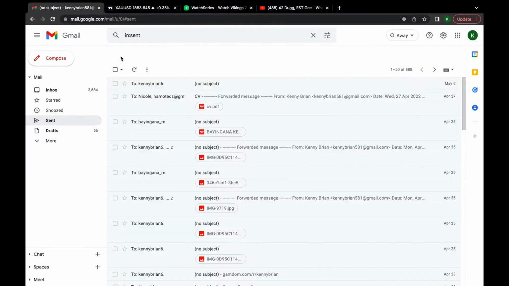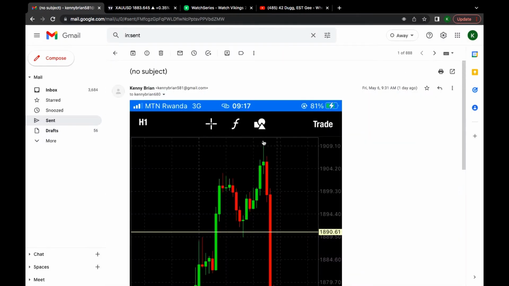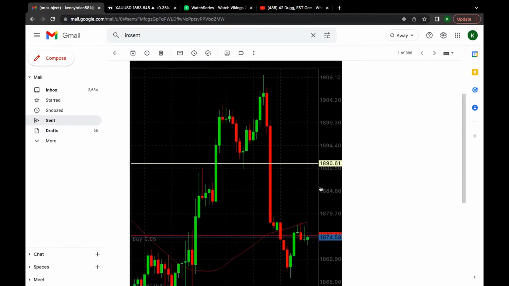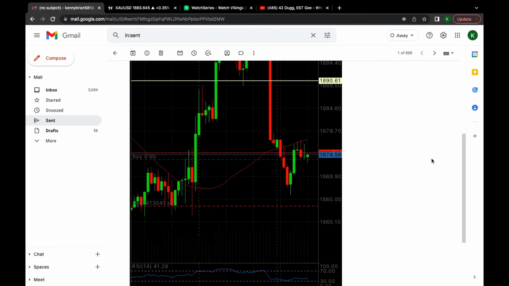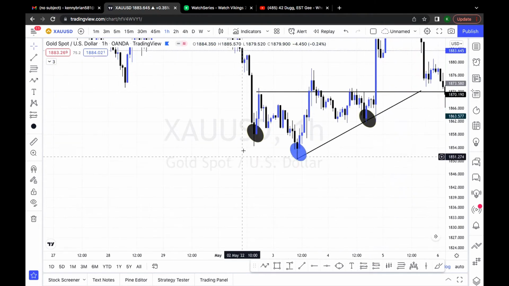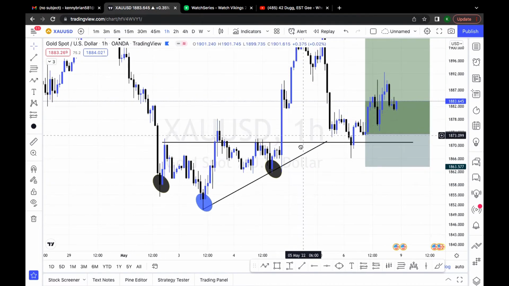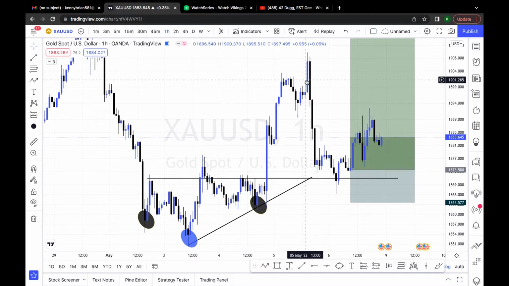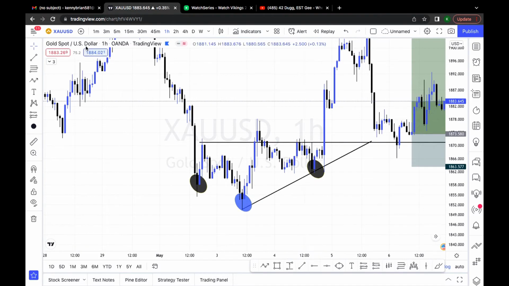So as you guys can see, this was sent yesterday at 9:31 a.m., right? And this is the point of entry. This is my stop loss. So yeah, and this is what it looks like on the charts. This is the head, this is the right shoulder, this is the left shoulder. So what you do is wait for the break, as I told you, then come with the retest, then you can buy, right? So this is the hourly.